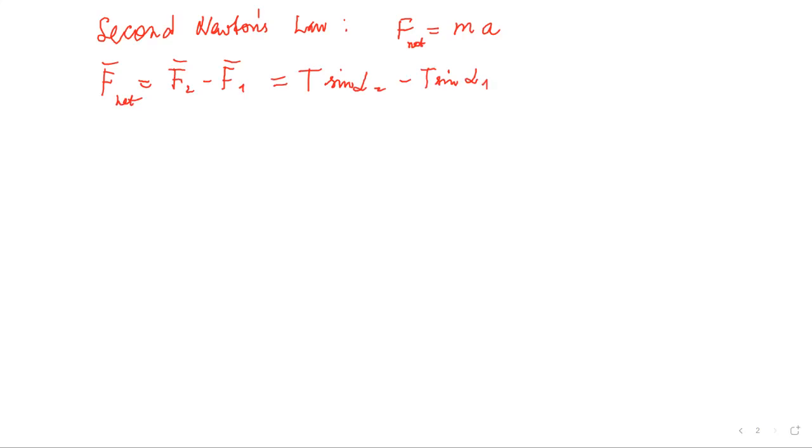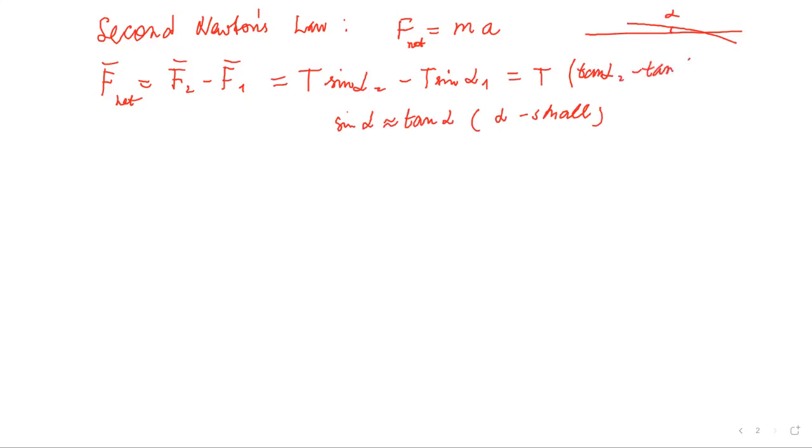Okay, I'm going to work with force a little bit and then write down this equation. So I'm going to take tension outside, and instead of sine, for small angles, and angles are really small actually, if the string is moving, the angle over here is going to be very small. For small angles, sine is approximately equal to tangent of alpha. So I'm going to write down that it's tangent of alpha 2 minus tangent of alpha 1.